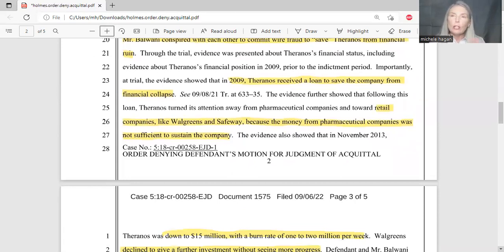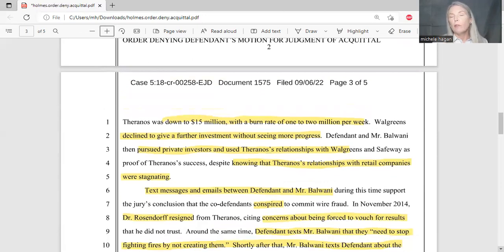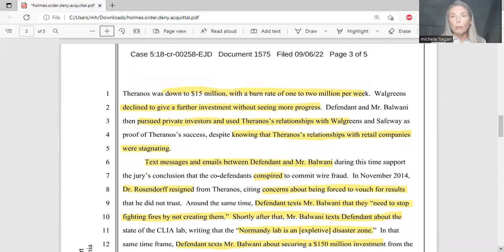And then the judge gets into that Balwani, the evidence showed that they focused on the retail companies like Walgreens and Safeway because the money from the pharmaceutical companies was not sufficient to sustain the company. You see how the judge is laying out the reasoning here, right? So they were down to 15 million with a burn rate of 1 to 2 million per week. Walgreens declined to give a further investment without seeing more progress. So Balwani and Holmes had to pivot to the retail investors, right?